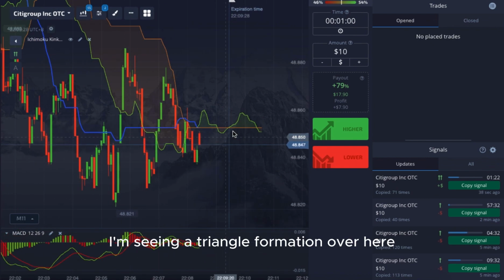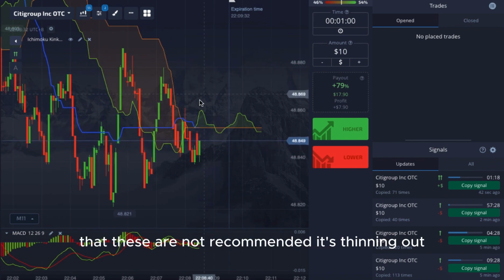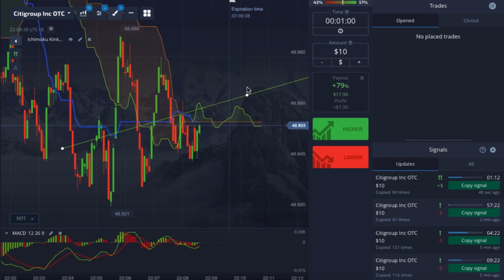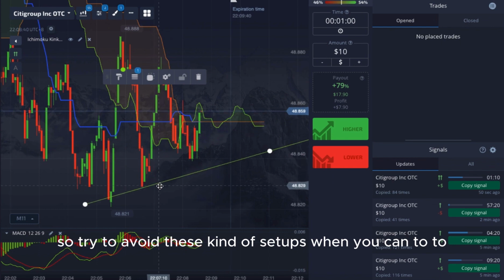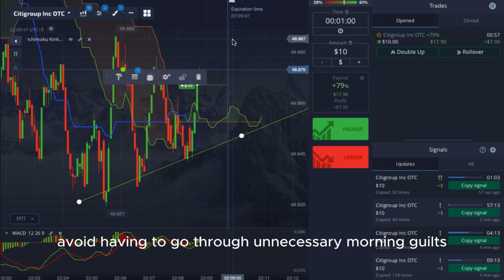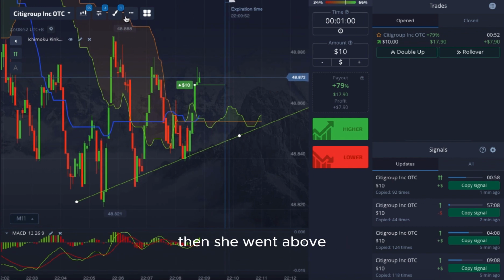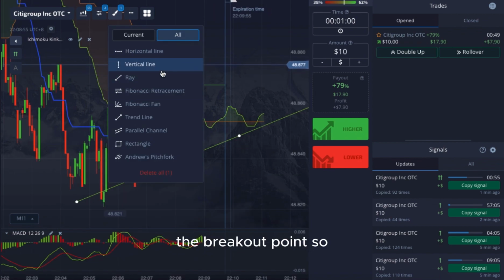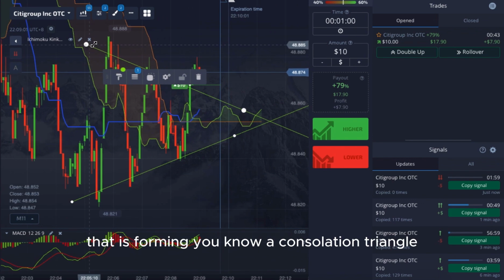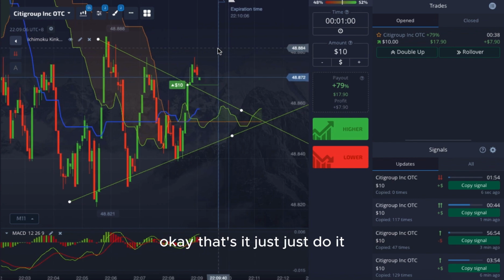I'm seeing a triangle formation over here, and I will tell you that these are not so recommended. It's thinning out, and also there's a triangle formation forming. So try to avoid these kind of setups when you can, to avoid having to go through unnecessary martingales. And what I liked about this one, the point when I went in is it actually went above the breakout point. So there was this point I was looking at that is forming a consolidation triangle, but because it went above that, okay, let's say just do it.